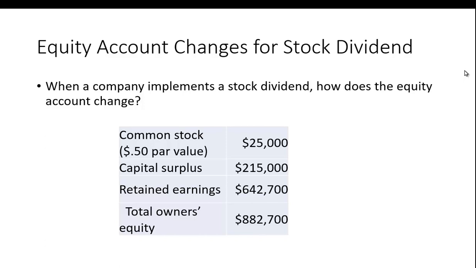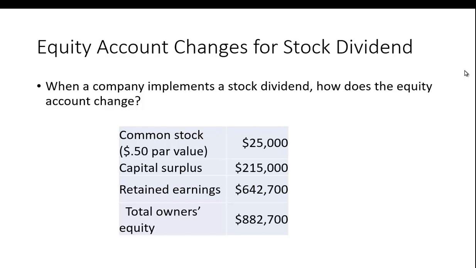I want to show you what happens to the equity account when a company has a stock dividend. So let's look at the following example of the equity account. We have common stock, and the par value is 50 cents, and the amount is 25,000. The capital surplus is 215,000.